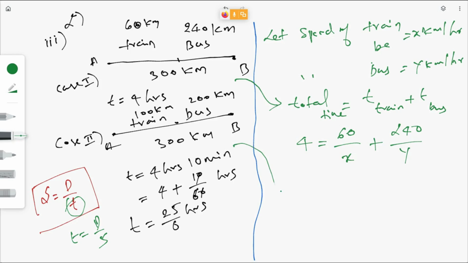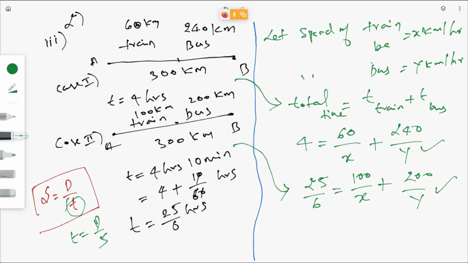Similarly, frame one more equation for the second case. Here the total time taken is 25 by 6, equal to 100 by x, that is the distance covered by train, plus 200 by y. So this is the second equation. If you solve these two equations, you will get the x and y values, that is the speed of train and the speed of bus. You can simplify these.